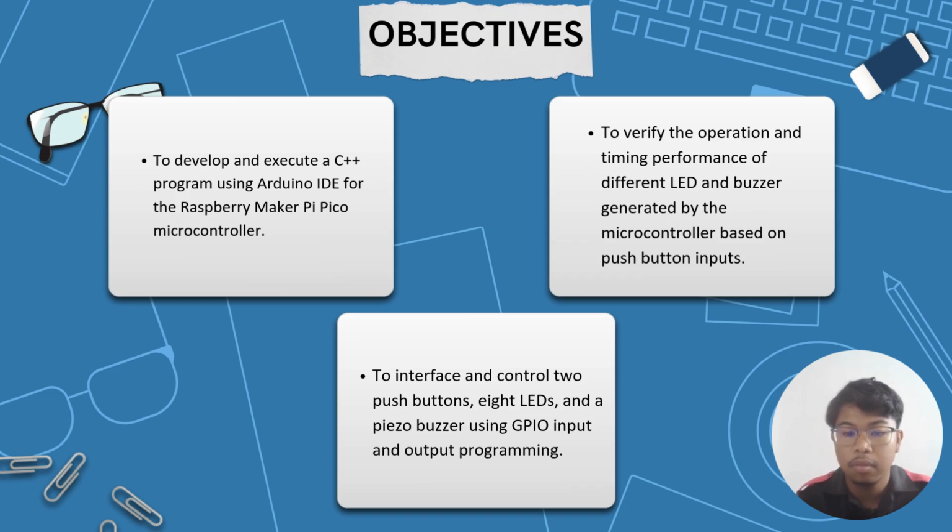The objective of this project is to develop and execute a C++ program using Arduino IDE for the Raspberry Maker Pi Pico microcontroller. Second is to verify the operation and timing performance of different LED and buzzer outputs generated by the microcontroller based on push button input. The third one is to interface the control to push buttons, LEDs, and the piezo buzzer using GPIO input and output programming.